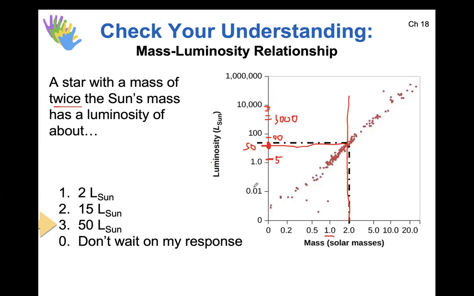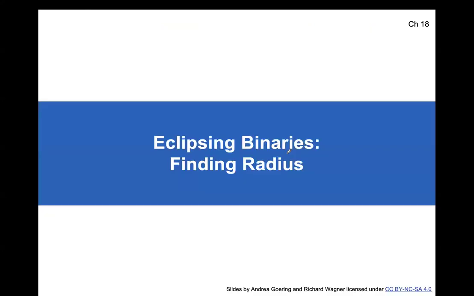And if you want to review logarithmic graphs, look up a video like "understanding logarithmic graphs." If that's giving you a lot of trouble, there are tons of short videos out there with some good summaries. All right, so far we've talked about visual binaries and spectroscopic binaries. There's another type called an eclipsing binary.